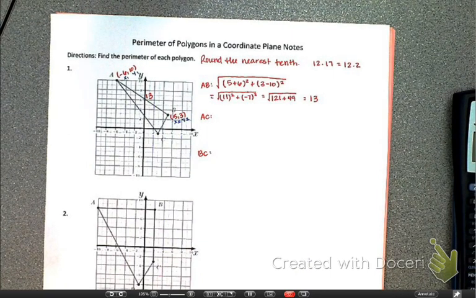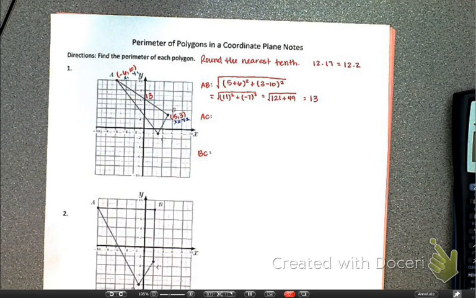Before I even start finding the distance, what can you tell me about the length of BC in comparison to the other two? It should be a lot smaller, right? If it's not, then you did something wrong and you need to go back and fix it. Okay, look at the actual lengths. If you have something greater than 13 for BC, you messed up.